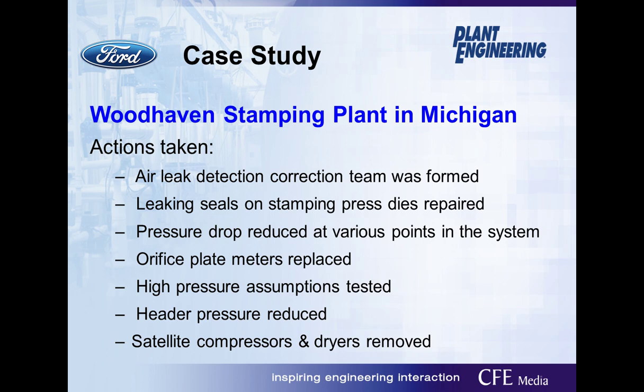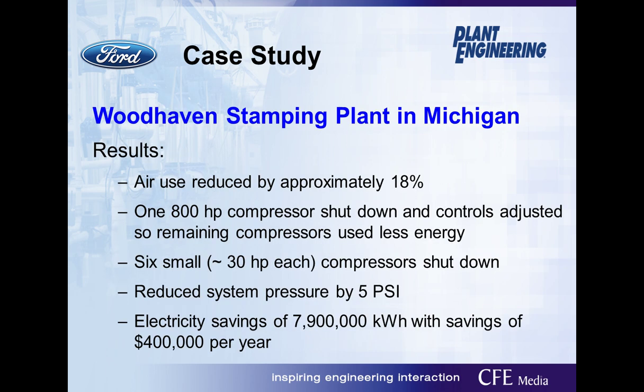There was a thought that a lot of the robots and some of the lift devices needed a higher pressure than required, and so they looked at the header production, actually reducing the header pressure, and they were also able to go through and remove satellite compressors and dryers that were on there. So the results that they had, they reduced it by 18%.